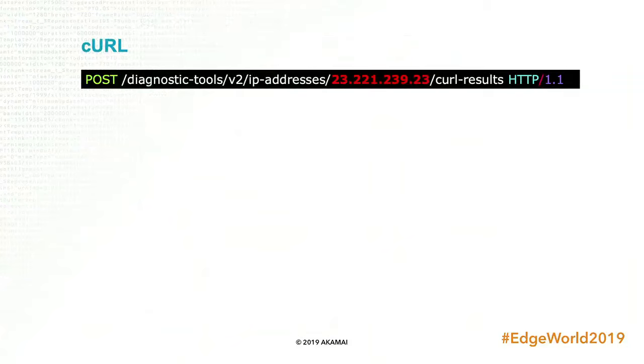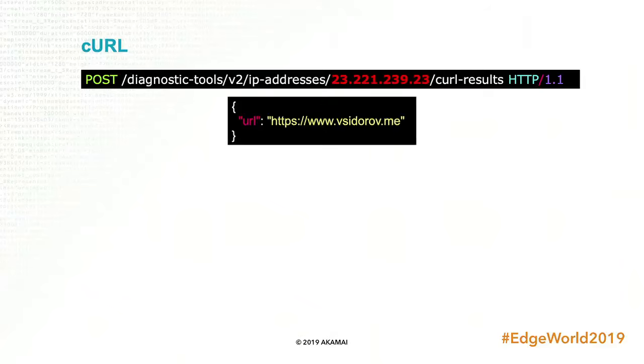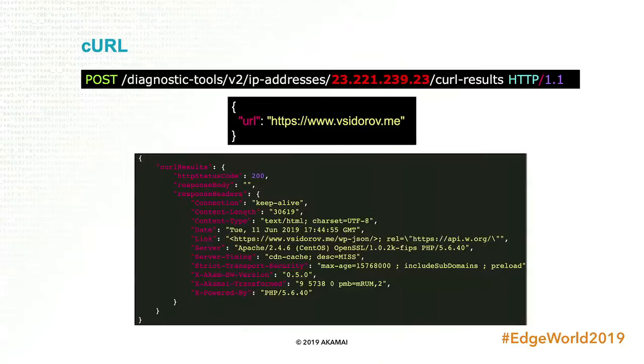Now let's take a look at Curl. Curl accepts a JSON file as a request body and sends it to the API. So for example, we wanted to run the curl command for www.vsidorov.me and for this edge server. This is the JSON body we feed to the curl command, and this is the response you can get. Does it make sense?